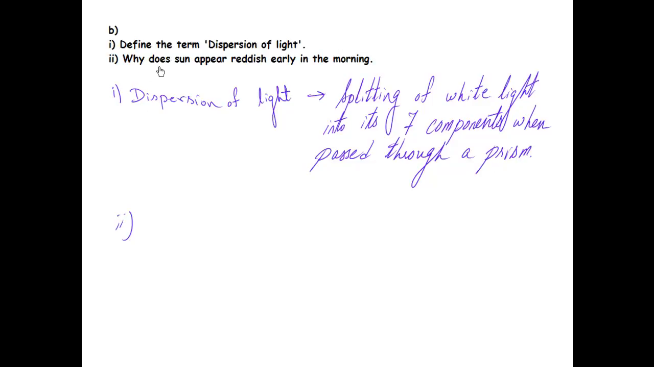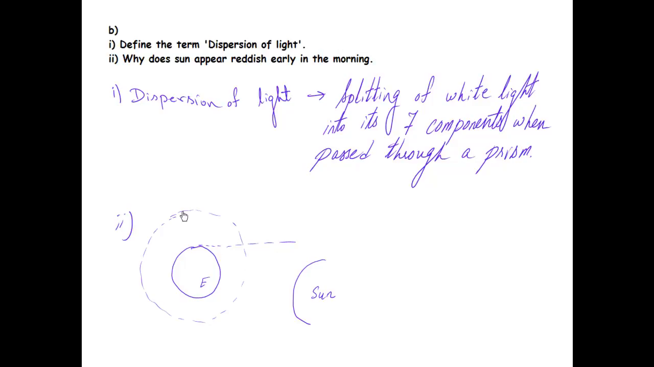Next subpart, why does sun appear reddish early in the morning? It even appears reddish in the evening, that is at sunset. So basically at dawn and dusk, sun appears to be reddish. So the answer is very simple, that at sunset and sunrise, the sun is always below the horizon. So if this is the earth and this is the horizon line, then the sun is somewhere out here below the horizon line.